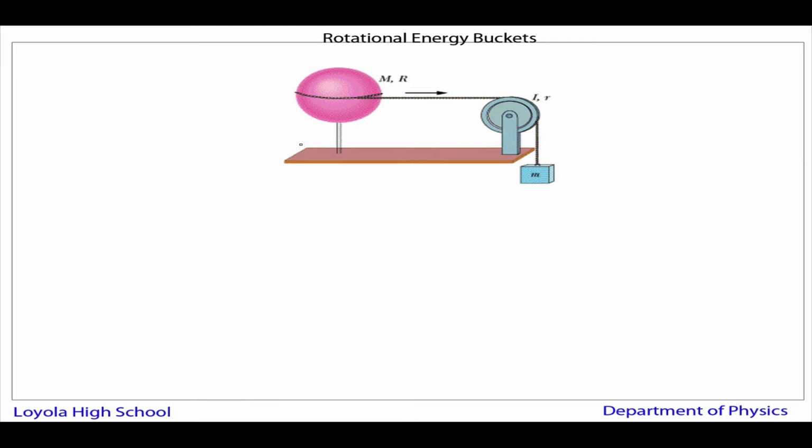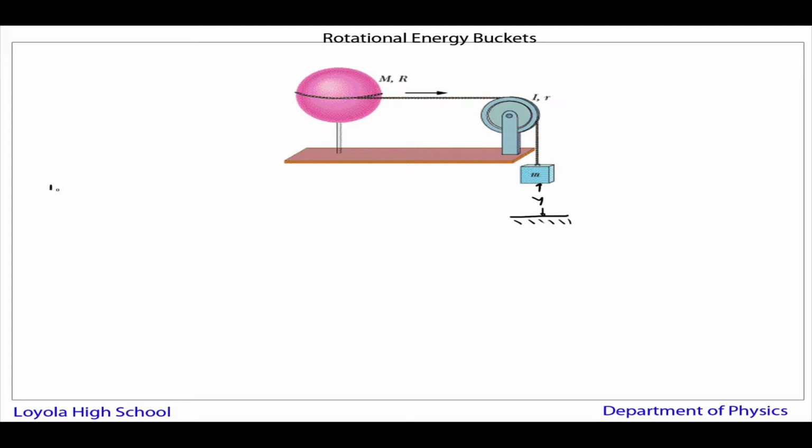In this video, we are going to apply the rotational energy bucket model to this problem where we have a hanging mass that has a rope that goes over a pulley and which is attached to a spherical shell. What we want to do is find out, after this mass has fallen a certain distance y, how fast is it going? What's its linear velocity? We can analyze this from an energy point of view.